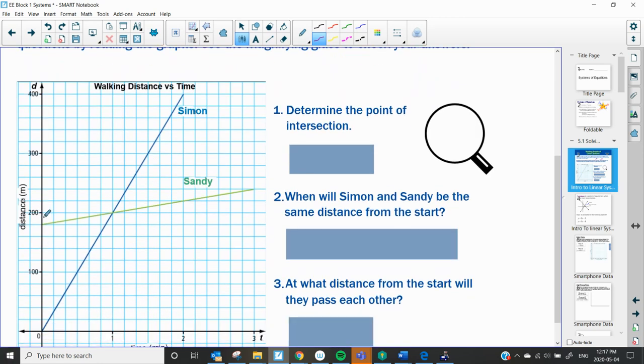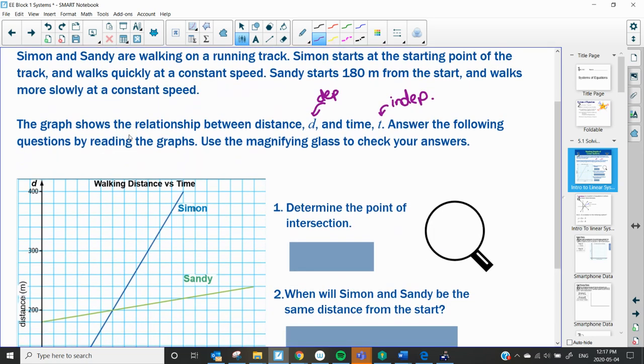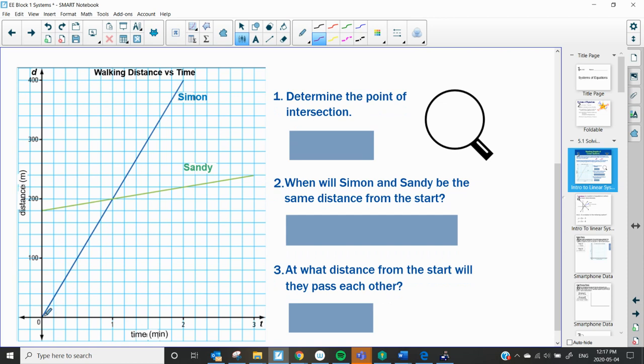So we have this graph, and Simon had started walking. Simon started at the 0 point, and he's walking quicker than Sandy. So again, some review from previous units. Simon's walking faster, so you notice the slope of his line is steeper. Sandy's walking a little bit slower. So while she starts at a different point, she starts up here 180 meters away, she's walking at a slower pace. But at some point, these two people cross paths.